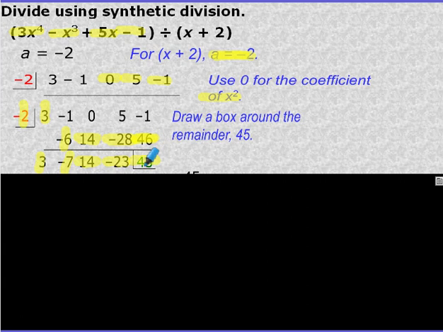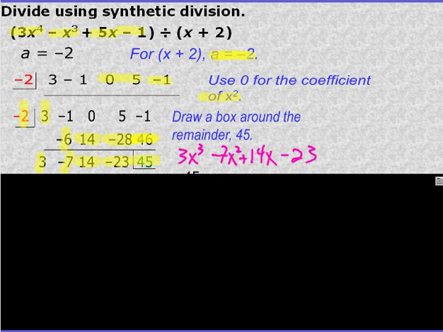So how are we going to write the answer? Well, again, you're starting from going right to left. So 23 is our constant. It's actually a negative 23. And then 14 is our x to the first power. Negative 7 is going to be our x squared. And then 3 is going to be our x cubed.